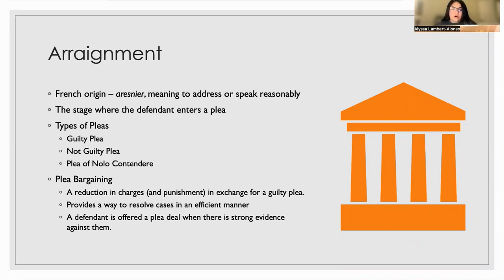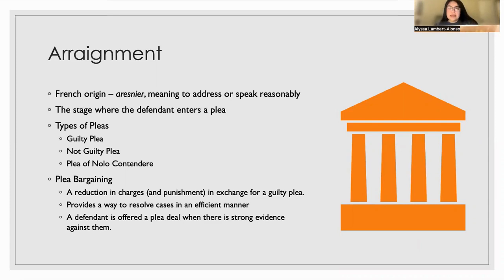So there are three types of pleas that a defendant can enter. The first one is a guilty plea. So if a defendant pleads guilty, they must admit it in open court before a judge. At this point, no trial occurs, but the defendant must attend a sentencing hearing where the judge determines their punishment.